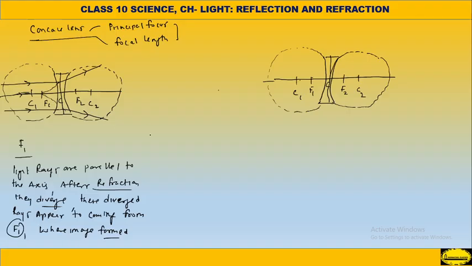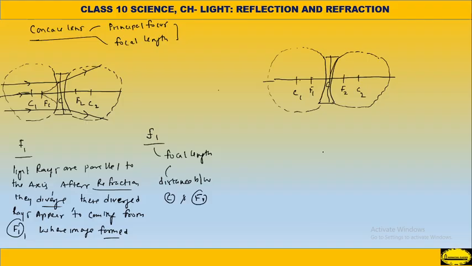Now what is small f1? This small f1 indicates the focal length. The focal length is the distance between the optical center and principal focus f1.